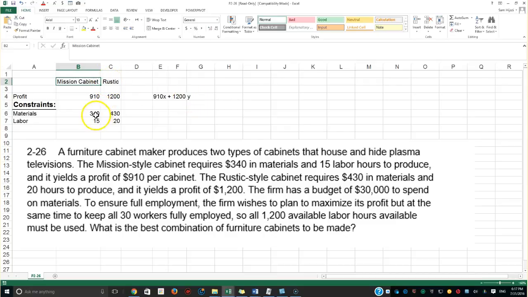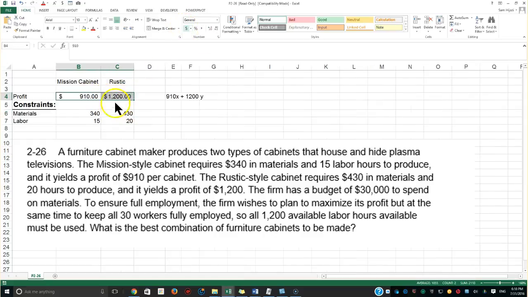We understand it takes $340 to produce the mission cabinets. It takes also 15 hours to produce. Now we're talking about the rustic. It's going to take $430 when it comes to the materials, and 20 hours to produce. The profit is in this case called the DMR. This should also be money. Yeah, material is money, and this is number of hours.